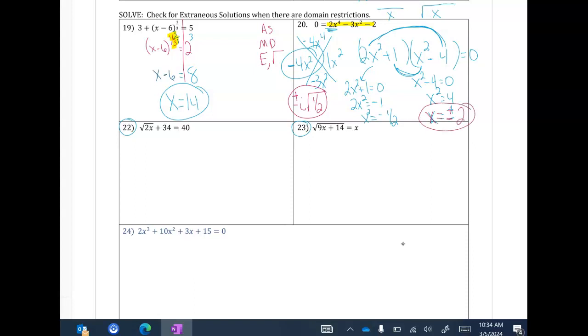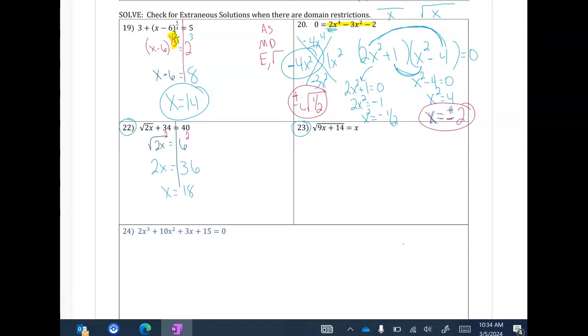All right, next problem. This is one where, when I'm done, I will check for an extraneous solution. So the first thing I'm going to do is subtract the 34 over. So that's going to give me 6. And then I'm going to get rid of my square root by squaring. So that'll leave me with 2x equals 36, and then I'll divide by 2. So when I'm done, I get 18.